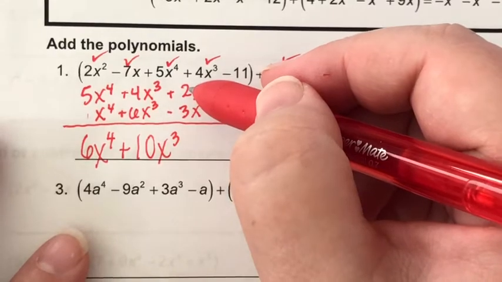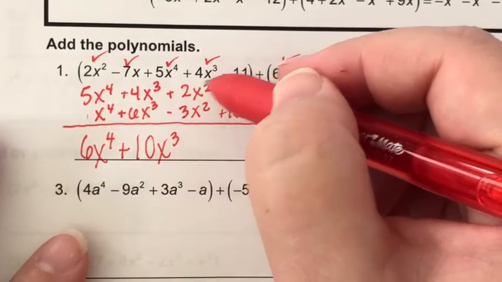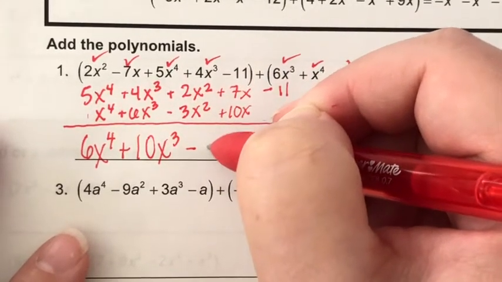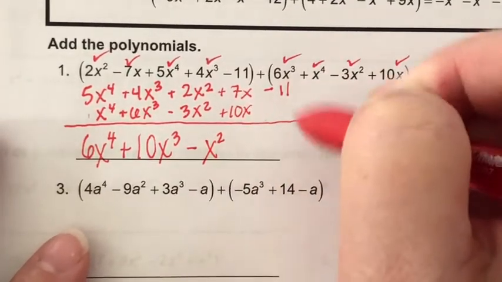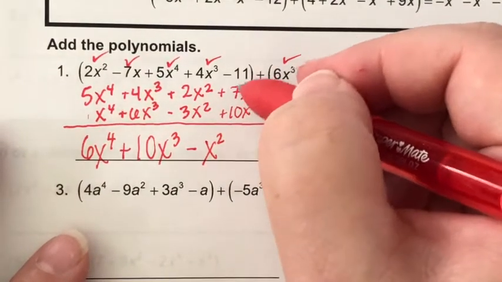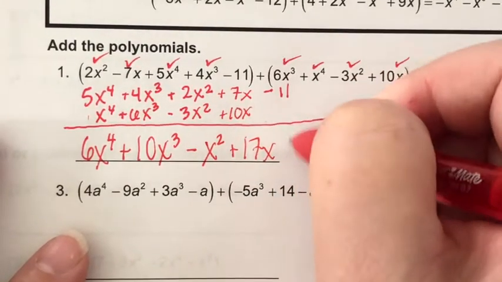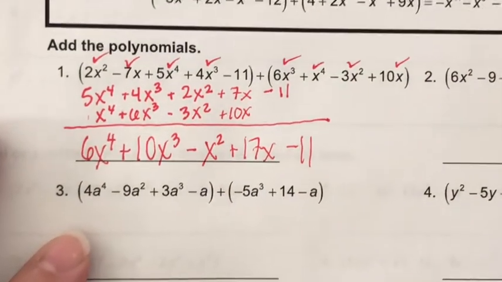So 2 plus negative 3. You have 2 positive x squareds and you get 3 negative x squareds. You'll be left with 1 negative x squared. I'm not going to put the 1 there. Then 7x's plus 10 more x's is 17x's. And then nothing else with that one, so minus 11. So that's the adding one.